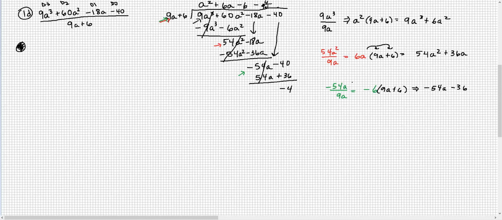I don't know why I'm trying to write this over here. I want to rewrite the answer. A squared plus 6a minus 6 minus 4 over 9a plus 6. That's what the answer is going to look like.